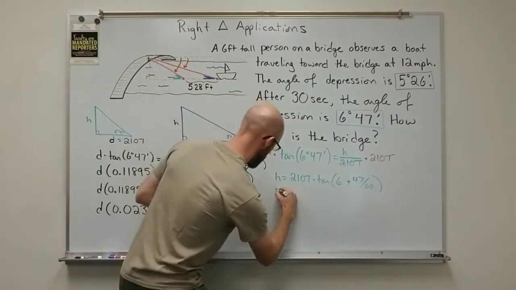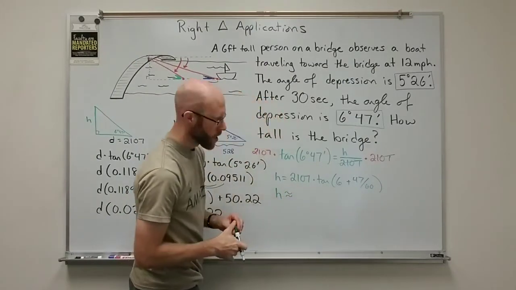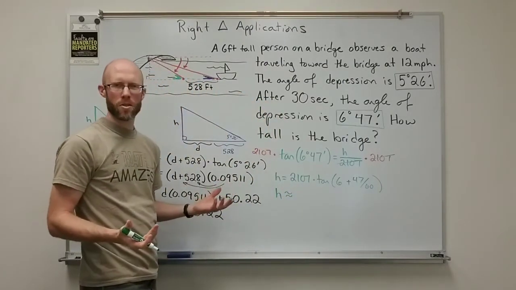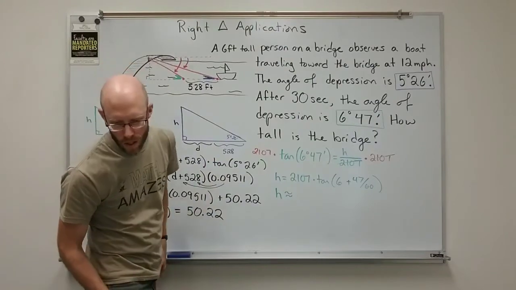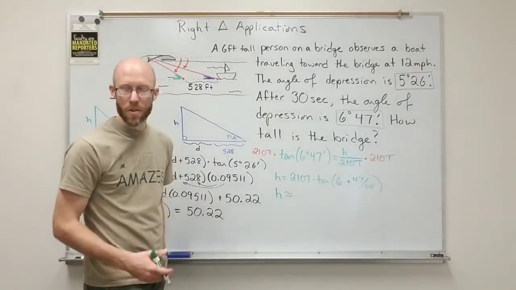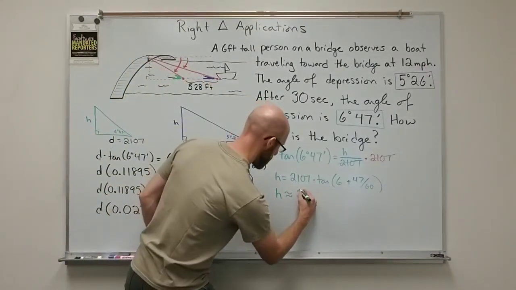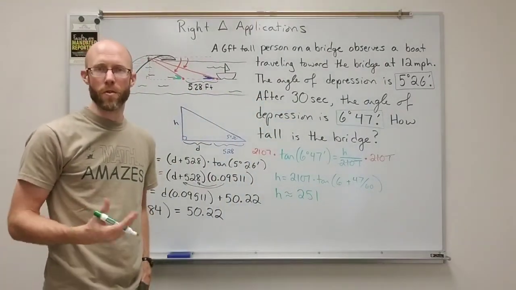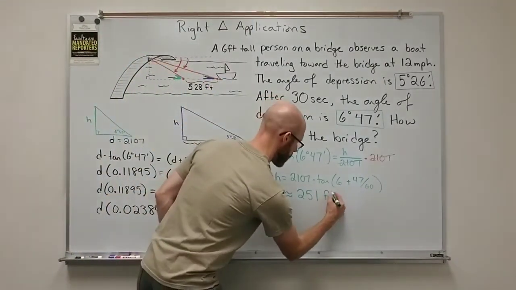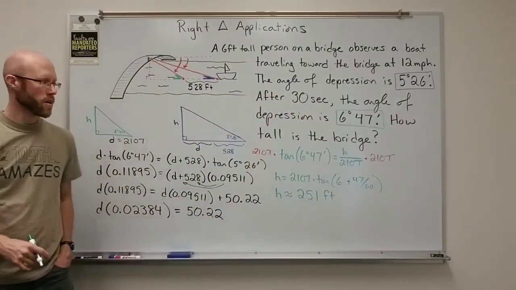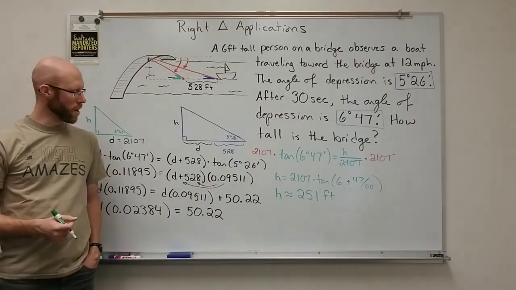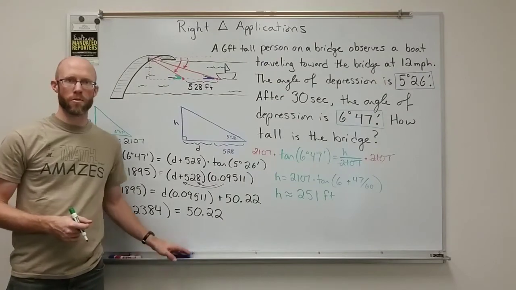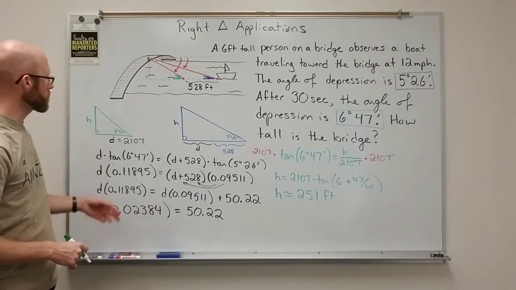So we'll say H is approximately, again, this is in feet, so maybe I'll just round it off to the nearest foot. We'll say 251 feet. So it's 250.6 or 251 feet roughly, okay? So there's going to be a little error in here, but that's pretty close. So 251 feet looks good. Now that's my total height.